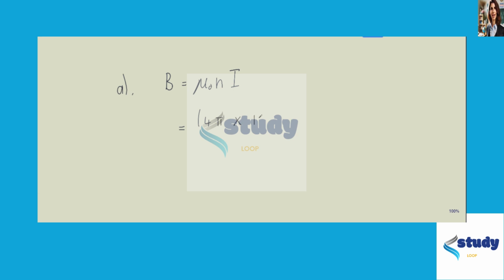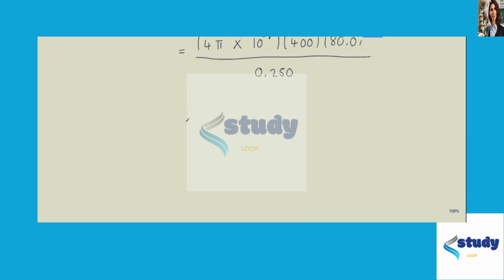That's 4 pi times 10 to the minus 7 in SI units, mu naught. The total number of turns is 400, and the current is 80 amperes, so we suppress the units. And the total length of the solenoid is 0.25 meters, so 400 over 0.25 is small n, the number of turns per unit length. And hence we get a magnetic field inside the coil to be 0.161 Teslas.